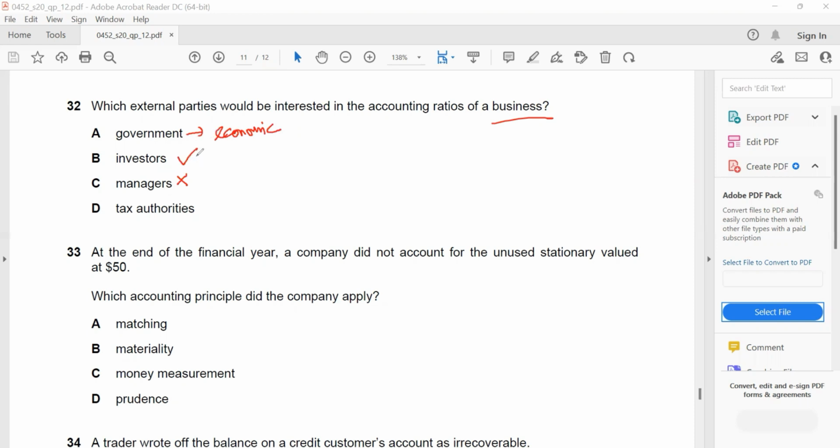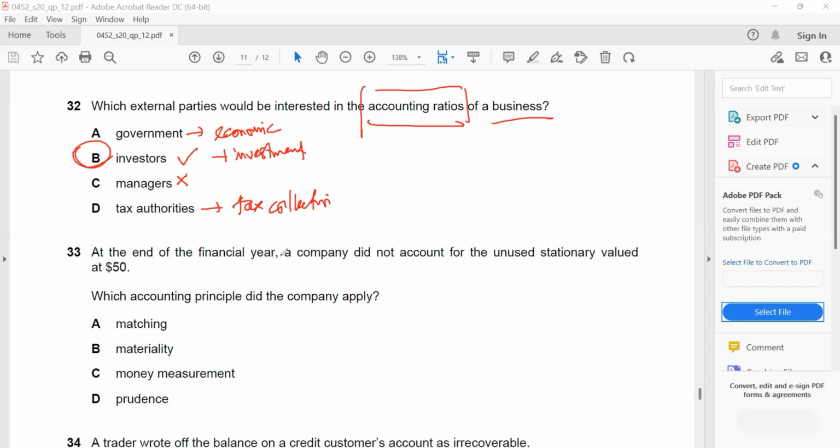Investors also, they were interested in the company performance because they want to do the investment. Tax authority. Tax authority basically is like a government, they want to collect the tax. So this is their interested party. But external parties will be interested in the accounting ratio. Accounting ratio is more for analysis. Investors, they will do a lot of analysis in order to see whether they should invest or not.